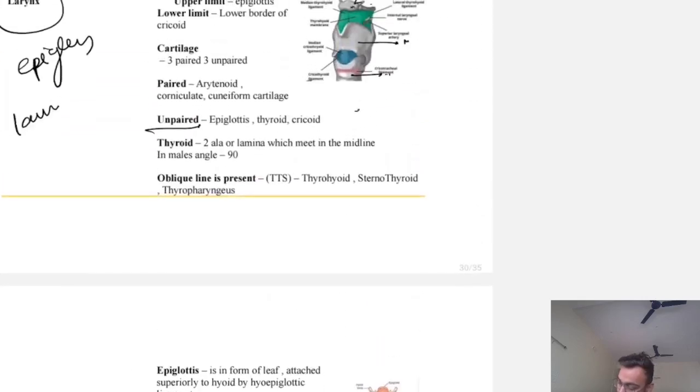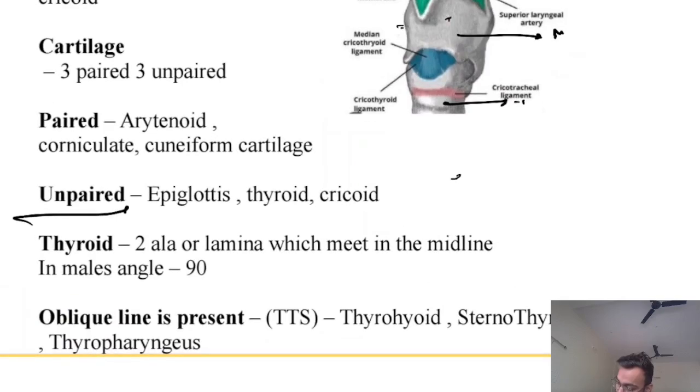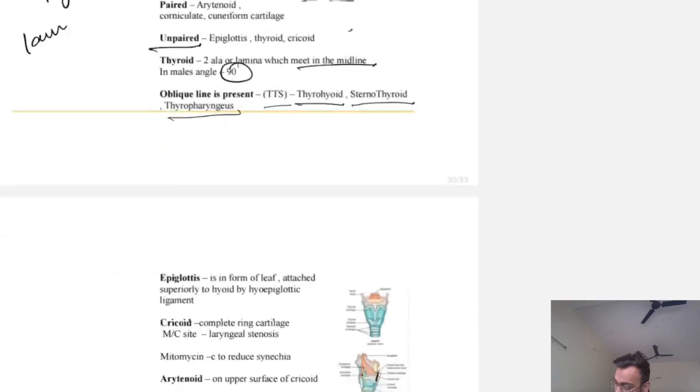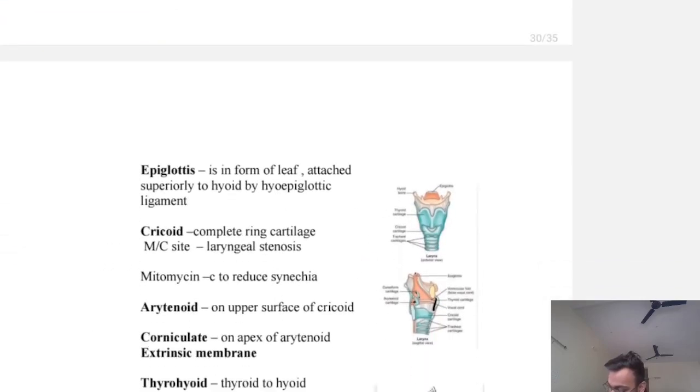Now the thyroid, so you can see thyroid has two ala or lamina. So these are the thyroid cartilage. Two ala are connected, okay, and meet in the midline. In males it is 90 degrees. An oblique line is present. So TTS muscle origin, that is thyrohyoid, sternothyroid and thyropharyngeus. So at the oblique line these three muscles originate. Okay, epiglottis is in the form of a leaf, cricoid is a complete ring.